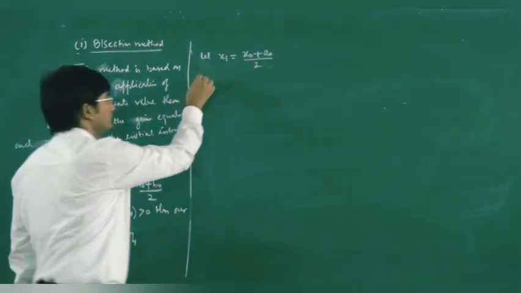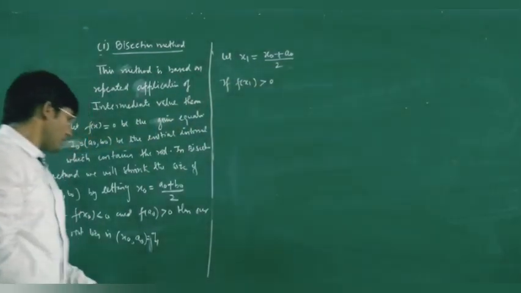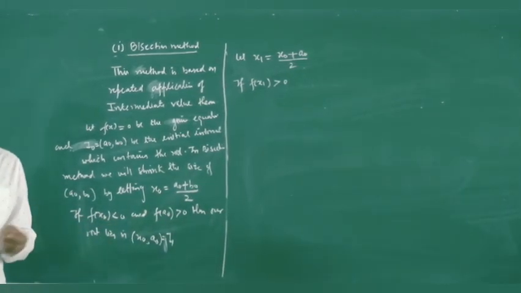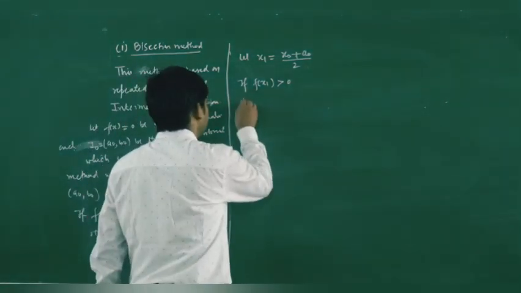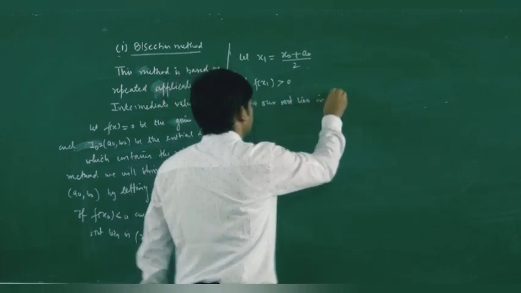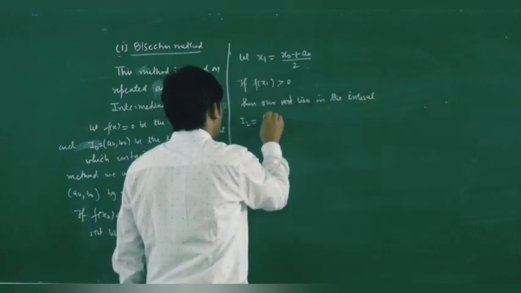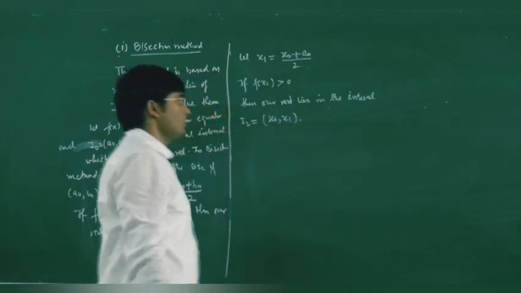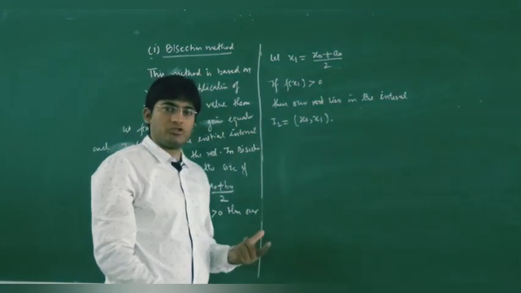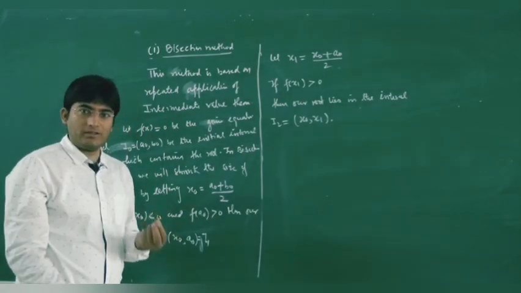Now if your f of x1 is positive, and earlier we have f of x naught negative, then our root will lie in the interval I2 equal to x naught comma x1. So our root will lie in this interval. Now we will repeat this procedure until we get the desired root or an interval of very small size.